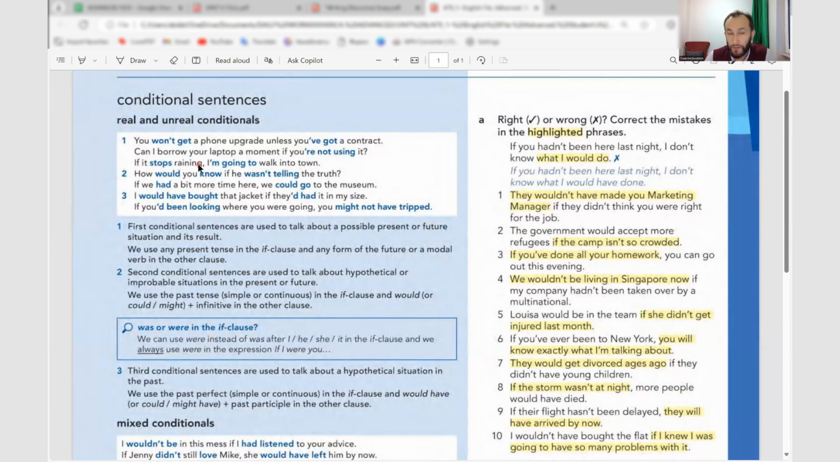If it stops raining, I'm going to walk into town. I'm talking about a future thing. But now it's raining. But if it stops, maybe after half an hour, maybe, I don't know, I'm talking about future. I'm going to. This is a future plan. And that's it. And as we said, in the if part, we use present tense, one of the present tense forms.